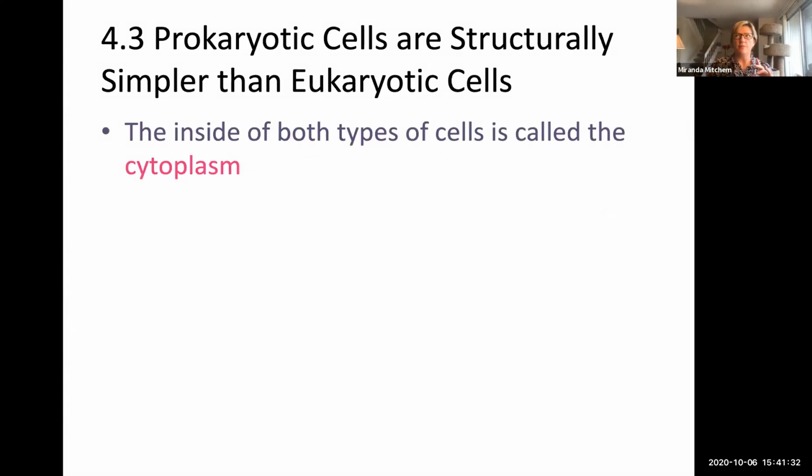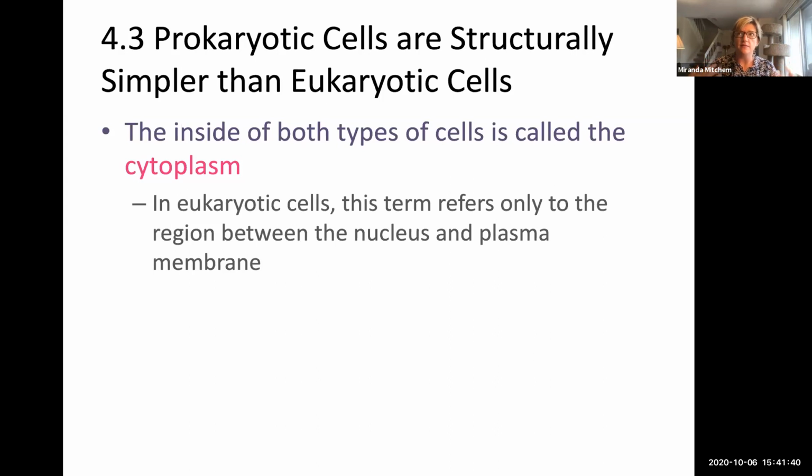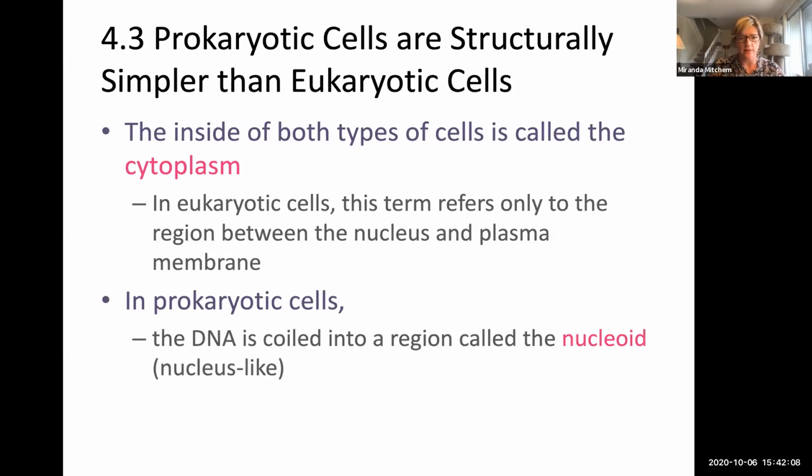So the inside of both the prokaryote and the eukaryote is correctly called the cytoplasm. And then within the cytoplasm are the different organelles. Now, in a eukaryotic cell, we do not include the nuclear material in the cytoplasm. So it just goes from the cellular membrane to the nuclear membrane. I'll point that out in a picture. Whereas in prokaryotic cells, there is no nuclear membrane, there's no nucleus, so it is one bag.